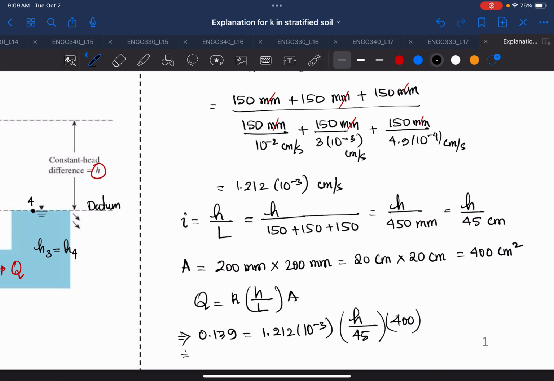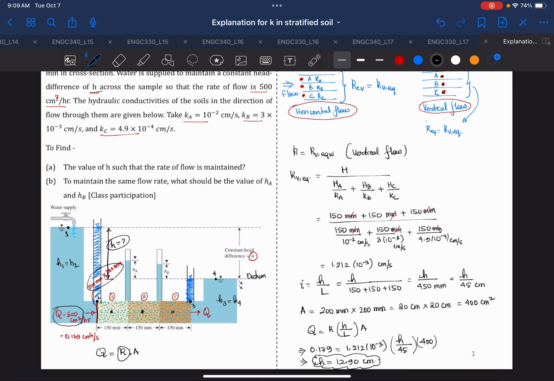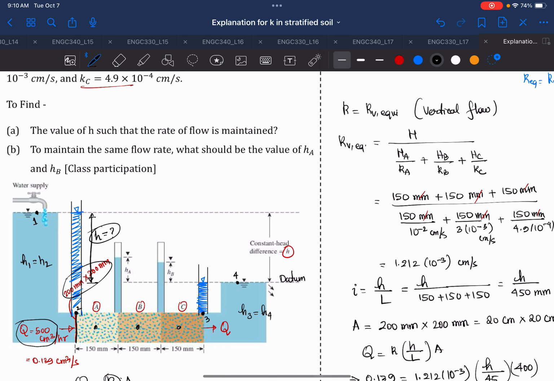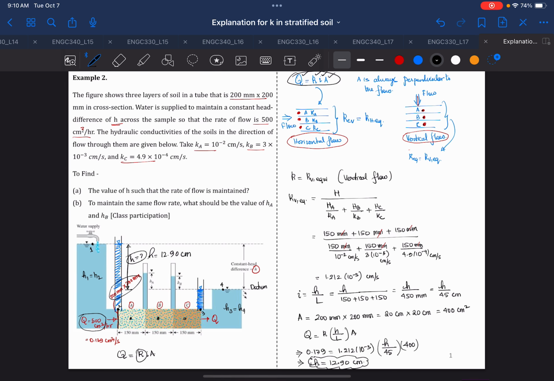If we solve that equation, you'll get that h is equal to 12.90 centimeter. So this is the head difference that you should have in order to get the flow of 500 centimeter cube per hour flowing through soil A, soil B, soil C. So this h has to be equal to 12.90 centimeter. Okay, so that is part A of this question. I will see you next for solving part B.